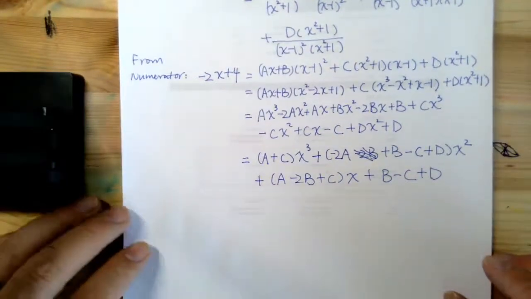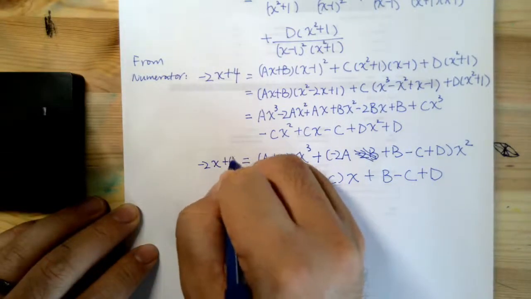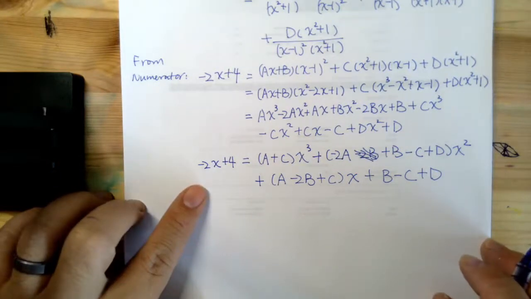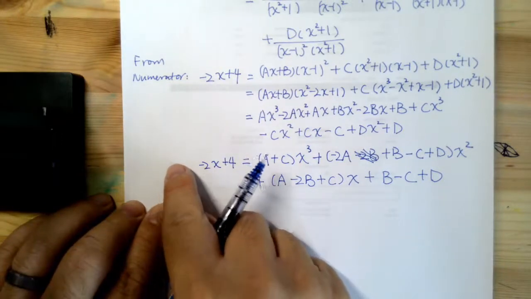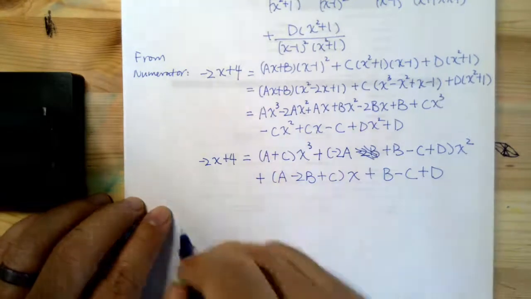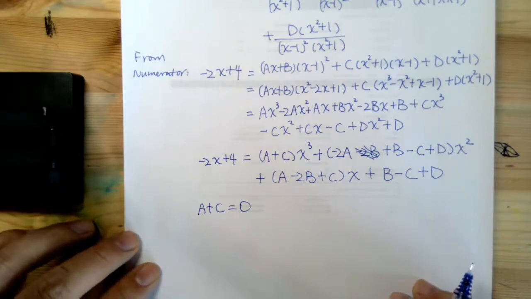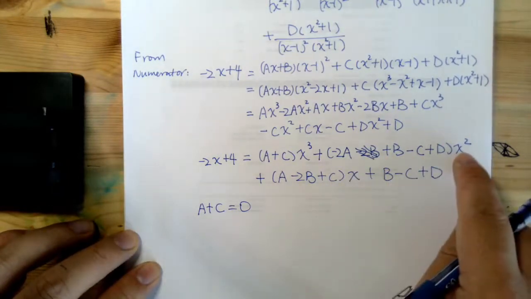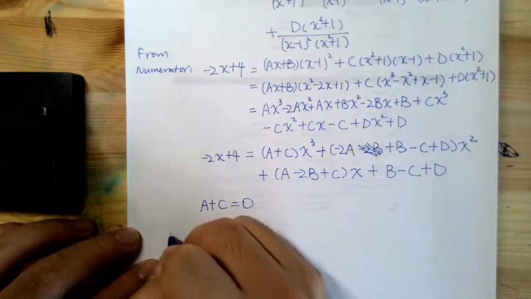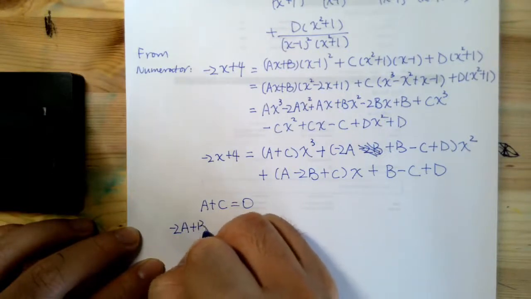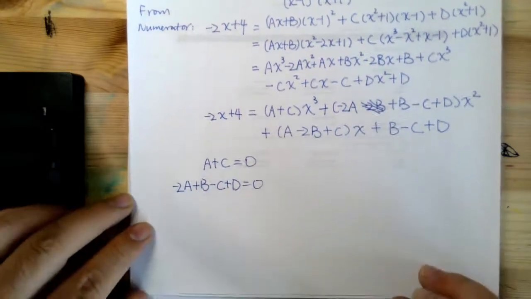Okay, so ignore this. Now keep in mind the two sides are identical. Minus 2x plus 4. That gives us a plus c as the coefficient of x cubed, but I don't have any x cubed on the left. So a plus c is going to be 0. Okay. And the same logic, the coefficient in front of x squared is also 0 because there is no x squared on the left. So negative 2a plus b minus c plus d gives us 0. Okay, so that's the second equation.